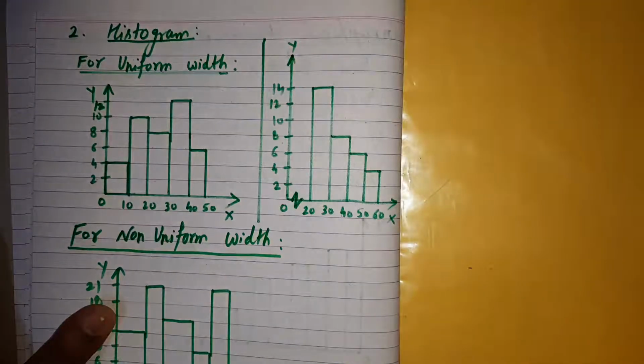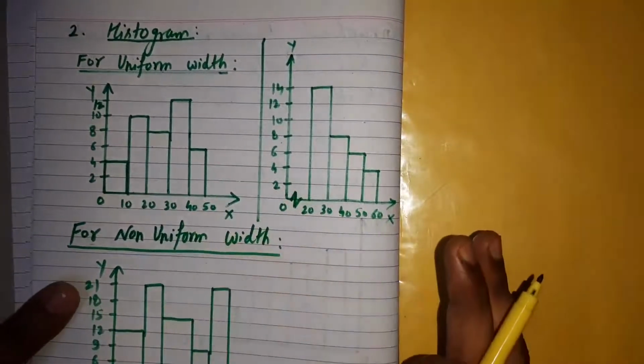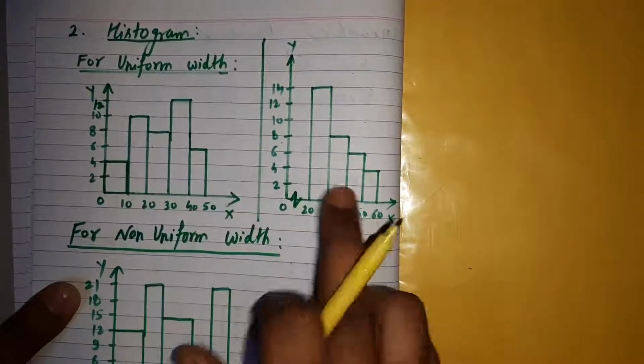The second one is the histogram. A histogram is like a bar graph, but it is used for continuous class intervals. It means it will be used for grouped data. First we will check the histogram for uniform width, and after that we will check for non-uniform width. I have drawn two histograms here. In a histogram there will be no gap between the rectangular bars. You can see.